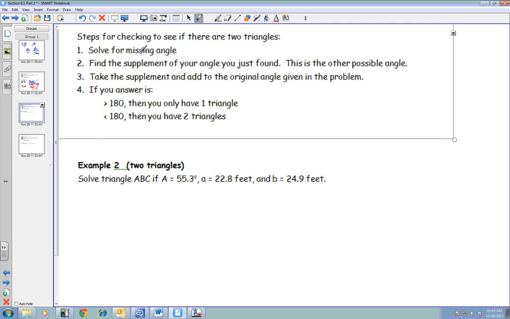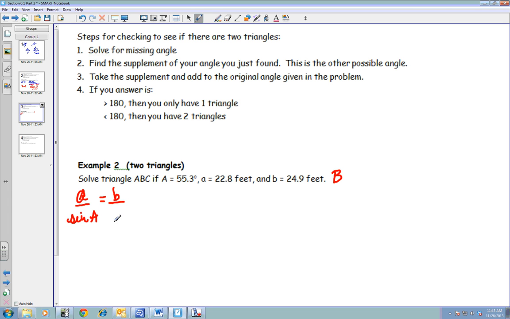Solve for the missing angle. Let's look at what we have. We have angle A, side A, and side B. So I need to find angle B, and I'm going to do that by using the law of sines. A over sine A equals B over sine B. So 22.8 over the sine of 55.3 equals 24.9 over the sine of angle B.